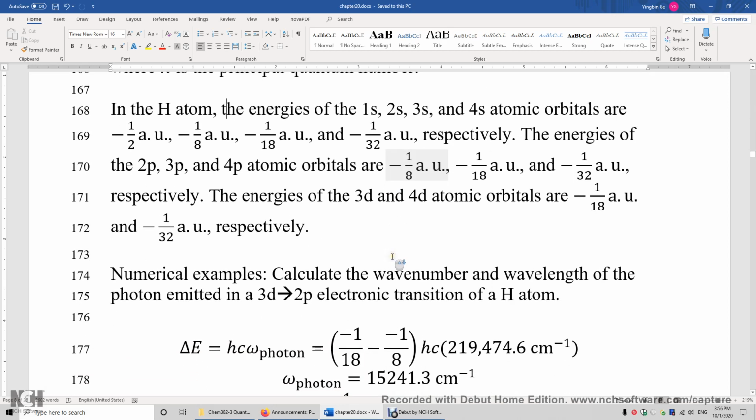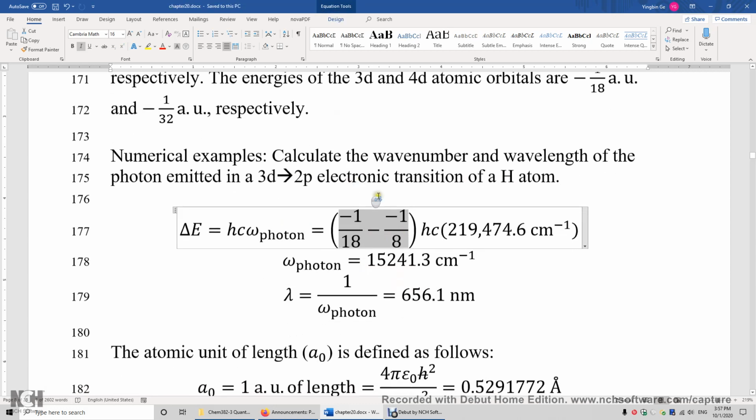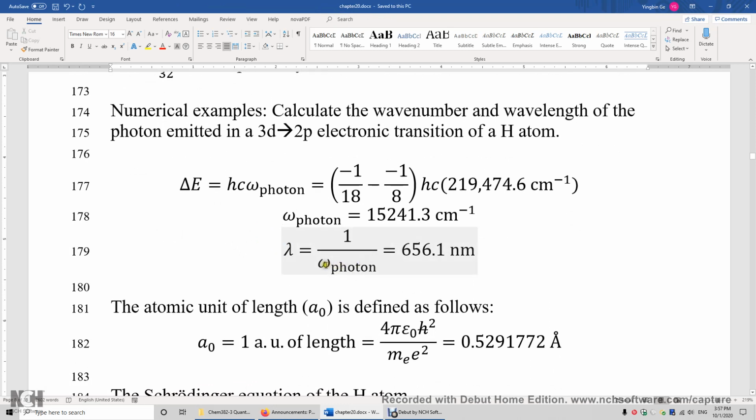Now let's look at some numerical examples. We can calculate the wave number and wavelength of the photon emitted in a 3d to 2p electronic transition of a hydrogen atom. So really we just need to calculate the energy difference between these two orbitals right here. This is in atomic units, and then one atomic unit is this. And then we can easily calculate the wave number of the photon. It's this. And lambda is 1 over the wave number. It's 656 nanometers. This is a red light.